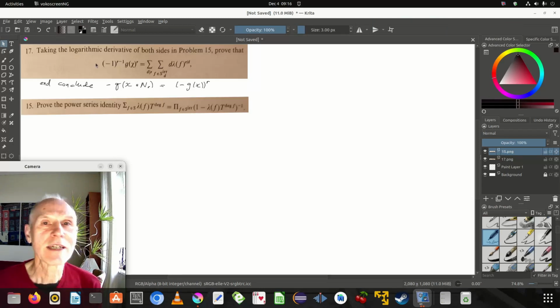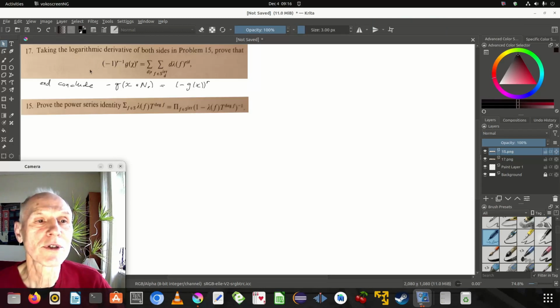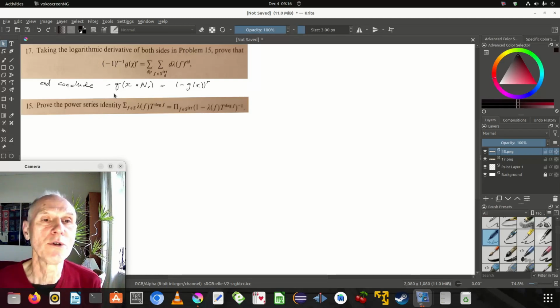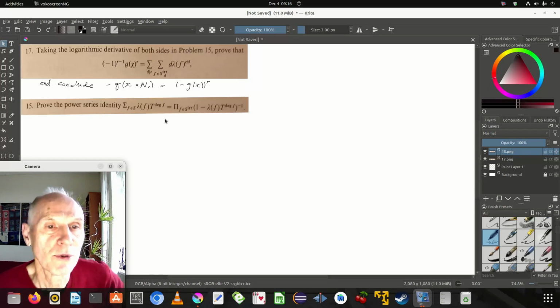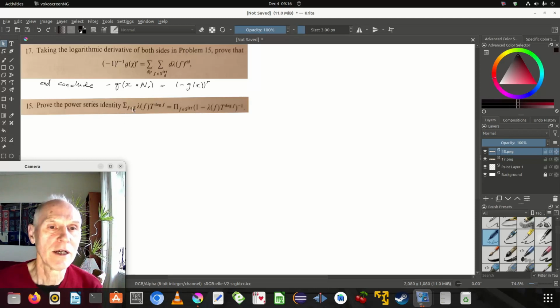And this is the last problem where we should be able to solve or conclude the Hasse-Davenport relation. And we should take both sides of problem 15, and so I've put that in as well. And I believe we should start using problem 16 to reduce the left-hand side a little.